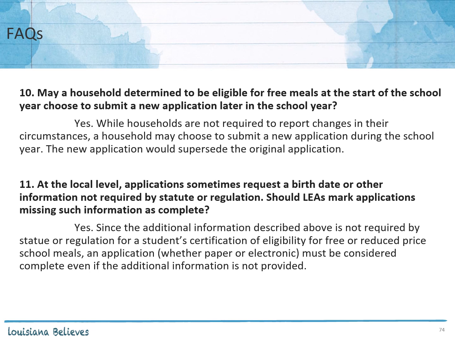Number 11. At the local level, applications sometimes request a birth date or other information not required by statute or regulation. Should LEAs mark applications missing such information as complete? Yes. Since the additional information described above is not required by statute or regulation for a student's certification of eligibility for free or reduced price meals, an application, whether paper or electronic, must be considered complete even if the additional information is not provided.